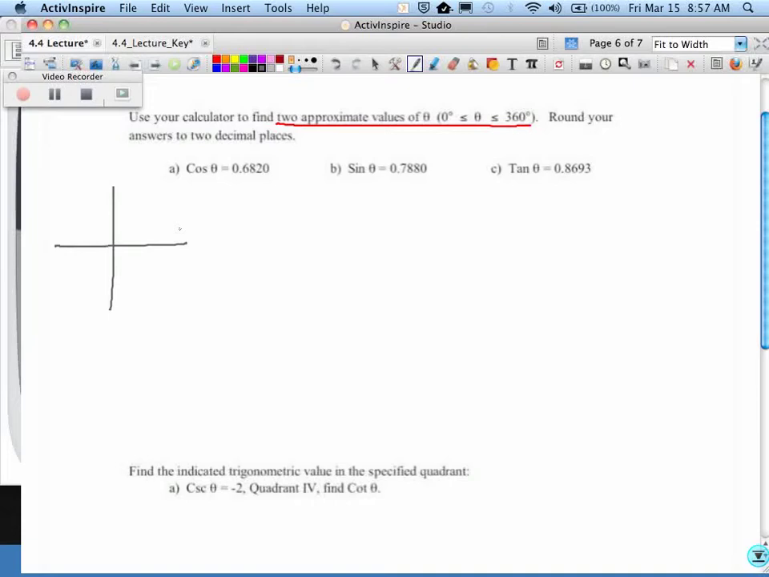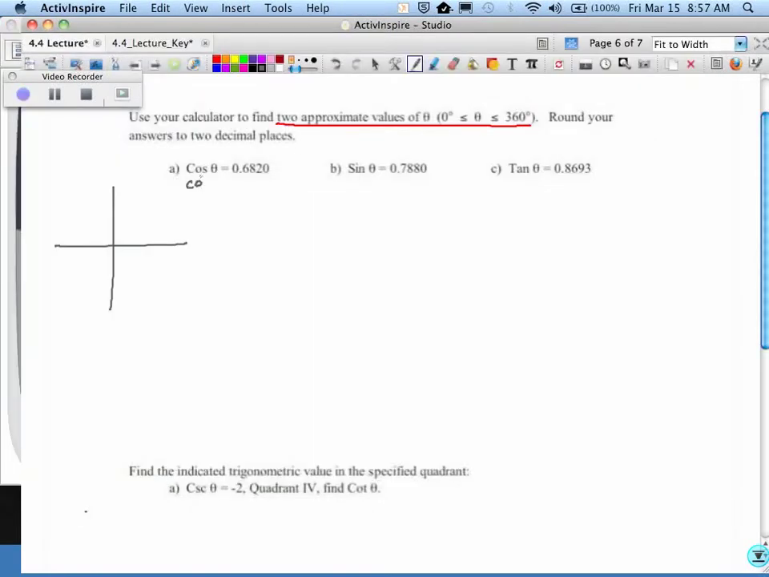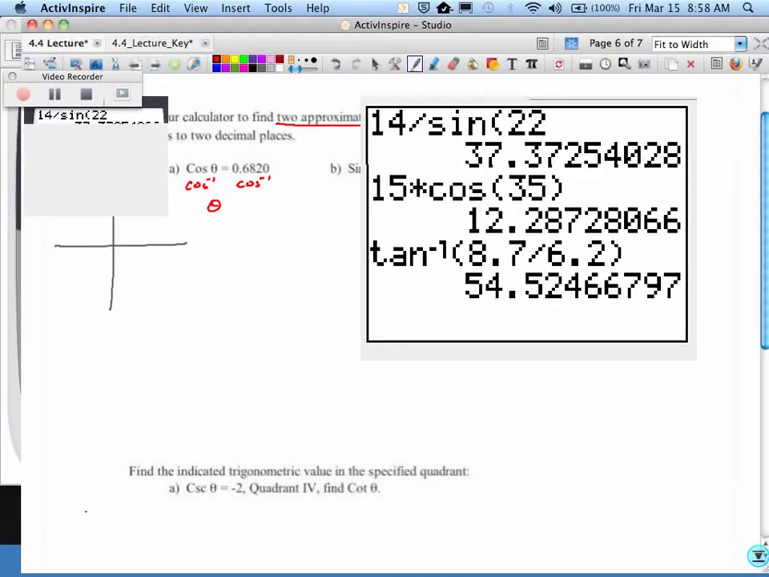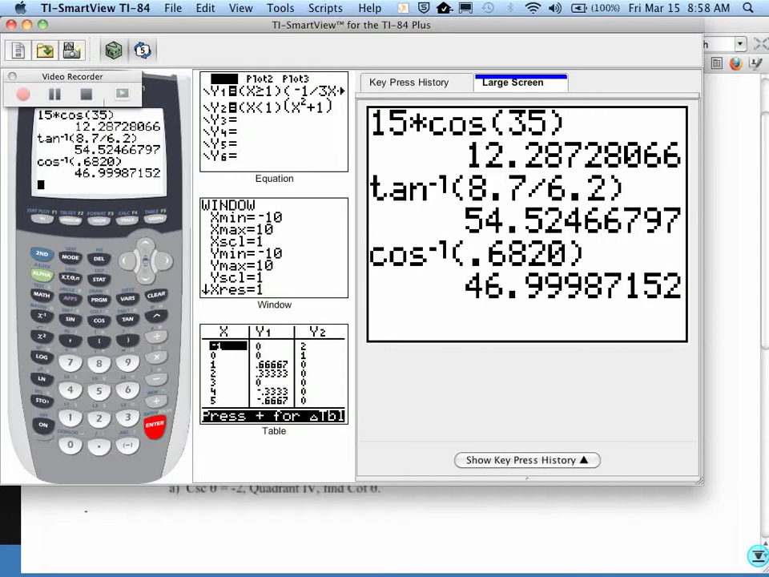Okay, 0.68. I'm going to do the cosine inverse on both sides. That gets me my theta all by itself. What is the inverse cosine of 0.6820? You don't really need the zero, but I got 46.99. Did anybody get something different? I guarantee some of you got something different because you're still in radian mode. So make sure you switch into degree mode if you did not.